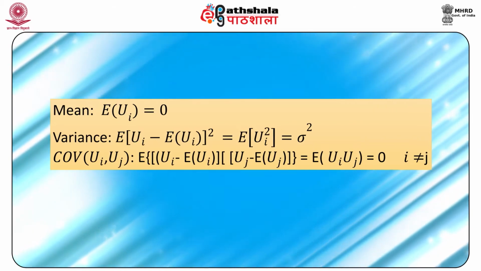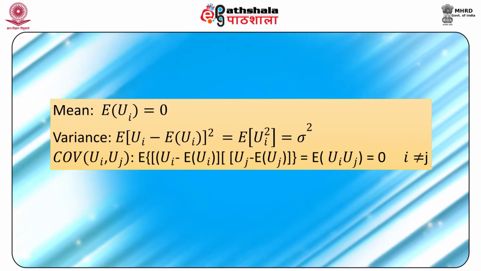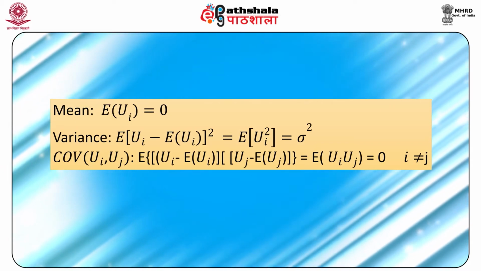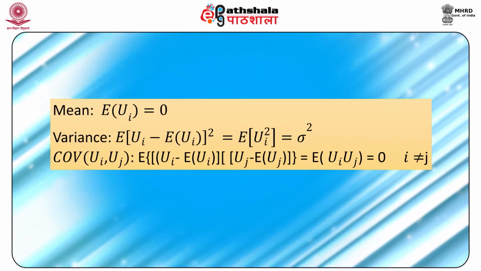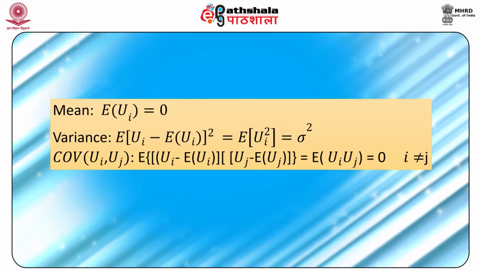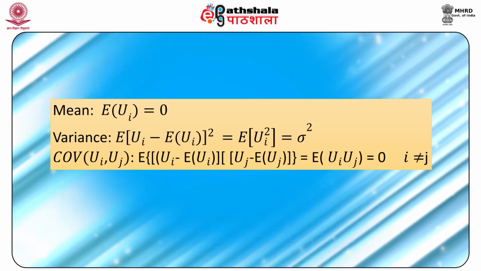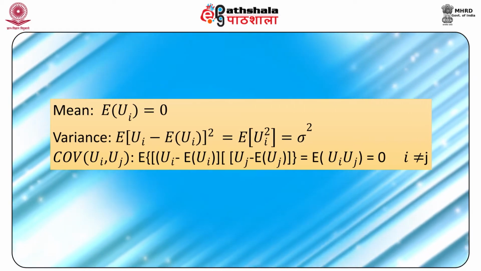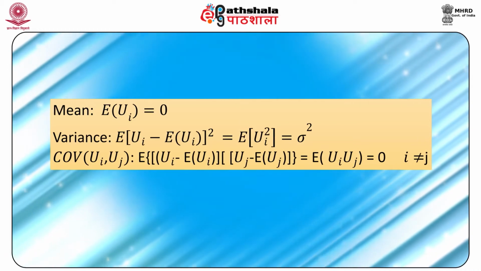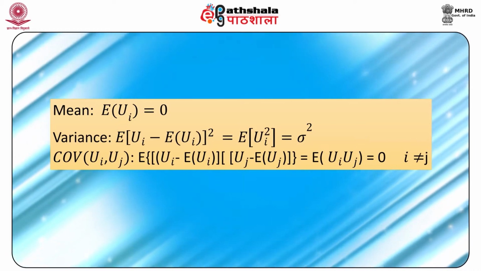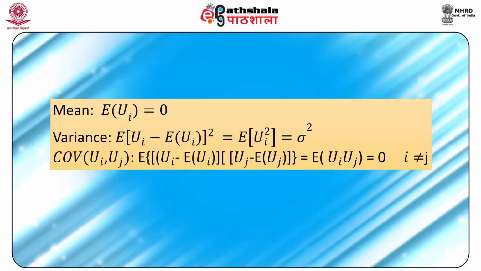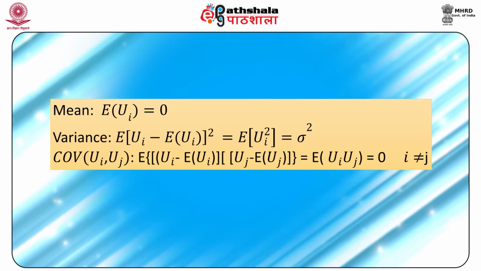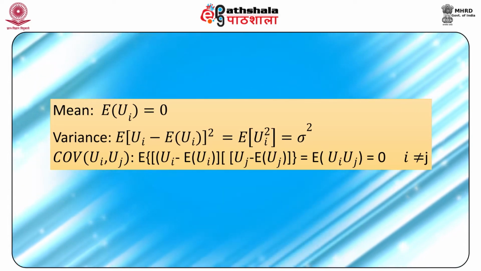And covariance of mu i, mu j is equal to expected value of mu i minus expected value of mu i, into mu j minus expected value of mu j, which is equal to expected value of mu i mu j equal to 0, where i is not equal to j, because we are assuming that i and j are not equal. If they are equal, we get variance, and if they are not equal, we get covariance.